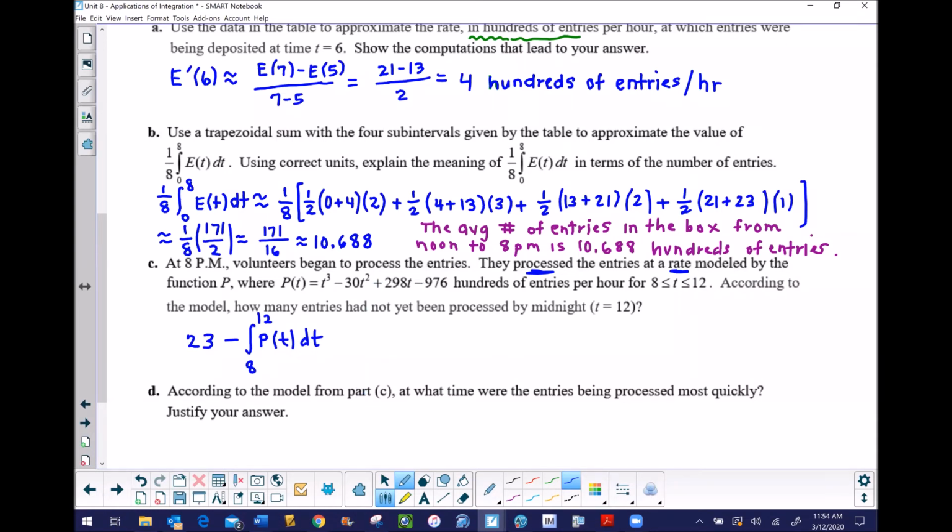So if we just trust your teacher here that I've entered that into the calculator, it actually is a very nice answer. It's 16. And if we subtract these, we get, of course, 7. And then we have to make sure that we say 700 entries to get that label on there. Okay?